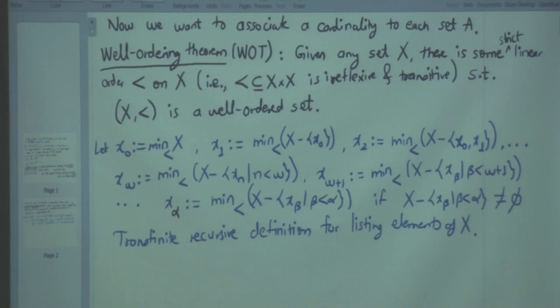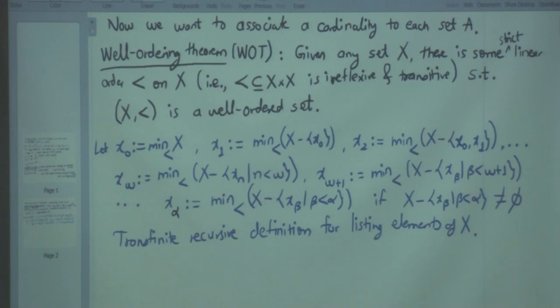So, what the well ordering theorem is saying essentially is that you can list all of its elements. This is the zeroth one, this is the first one, second one, third one, omegath one, omega plus one, and so on. And how far can we go? Only as far as this process doesn't terminate. When will this process terminate? If X minus the listed elements is empty, we have listed all the elements. As soon as we have listed all the elements, the process must terminate. So, I can list the elements of every single set.